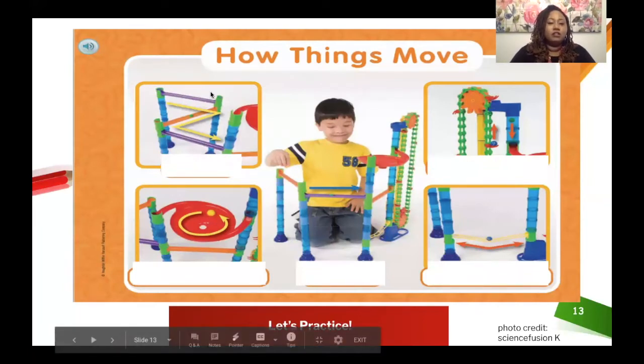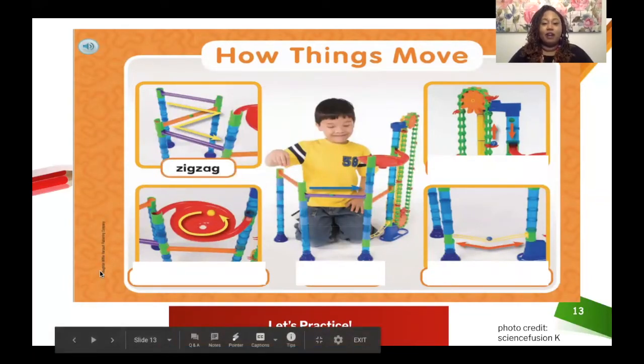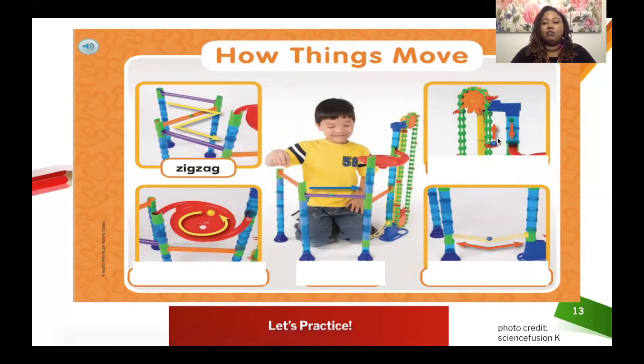So let's look at this first picture. And I see something that's kind of like a Z. If we were to describe that, how is that ball moving? If you said zigzag, you are correct. Now let's move on to this object. The ball is going and then coming. If you said up and down, you are correct.